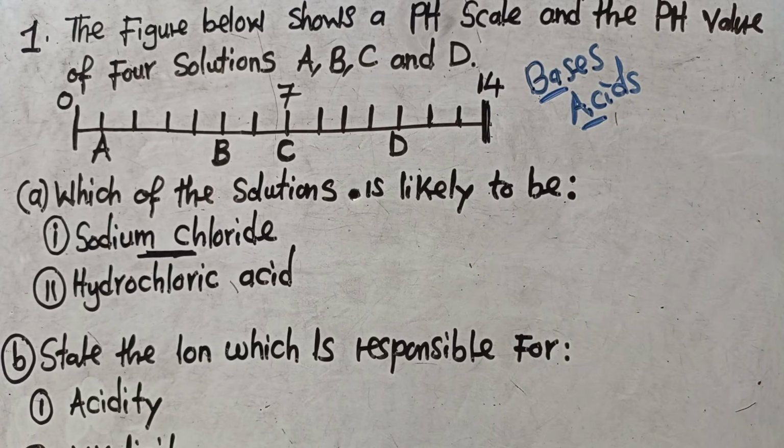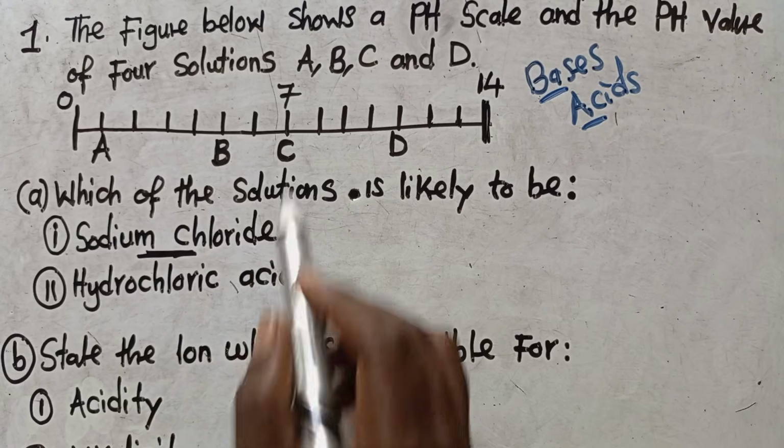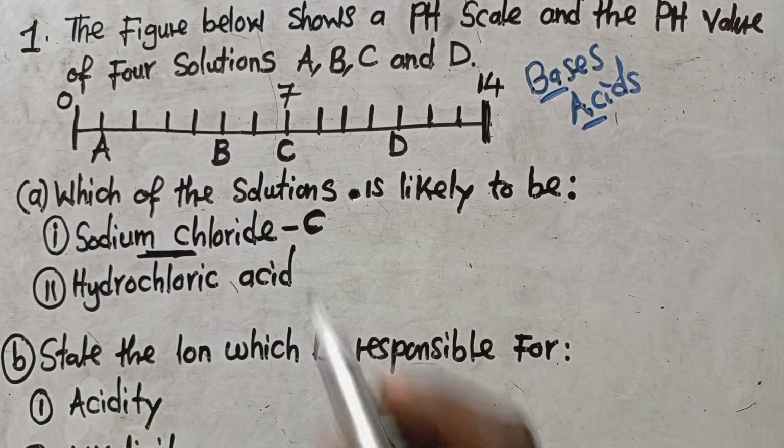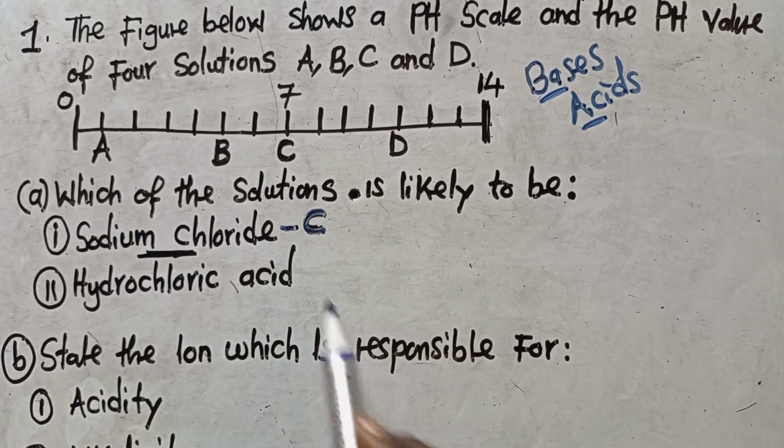Since it is a salt and a product of neutralization reaction, there are certain things that I want you to get. You need to know that it is expected to be neutral. So when it is neutral, meaning the pH value is 7, it is C that is having a pH value of 7. So the correct answer is C. This is what I want you to know. We move now to the next question.